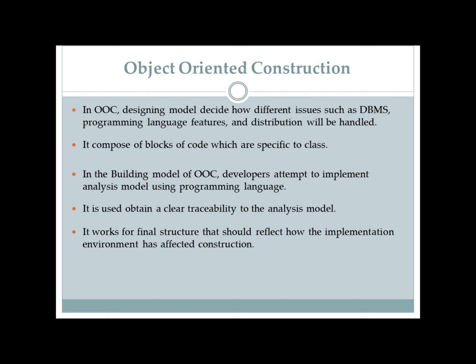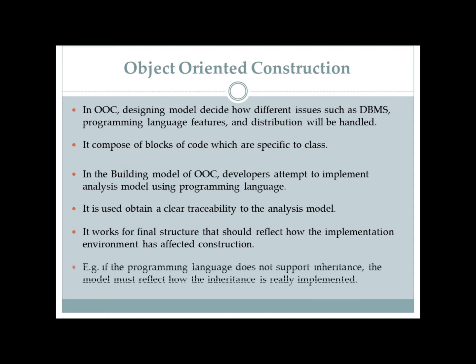This model works for the final structure that should reflect how the implementation environment has affected construction. We can take an example. If the programming language does not support inheritance, the model must reflect how the inheritance is really implemented. This is how analysis is used as a base for the construction in object-oriented system development.